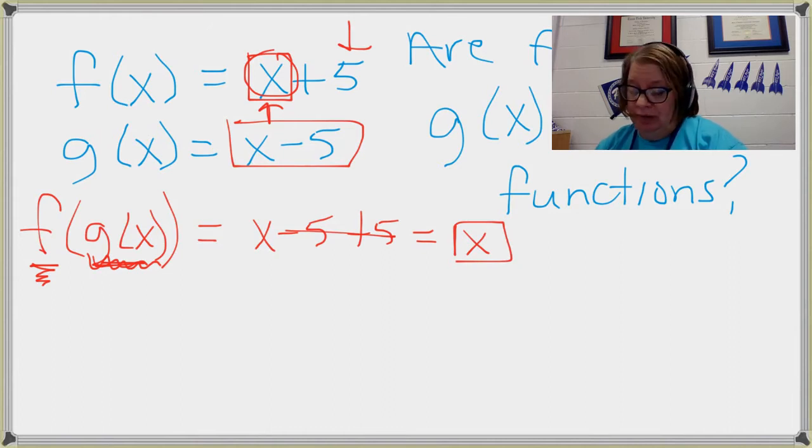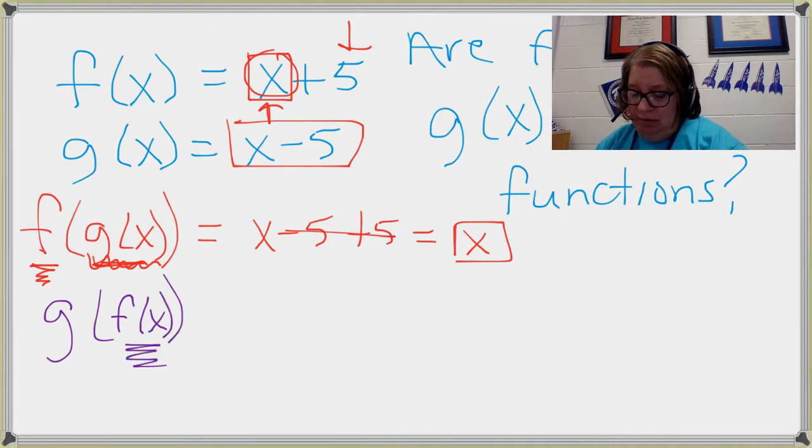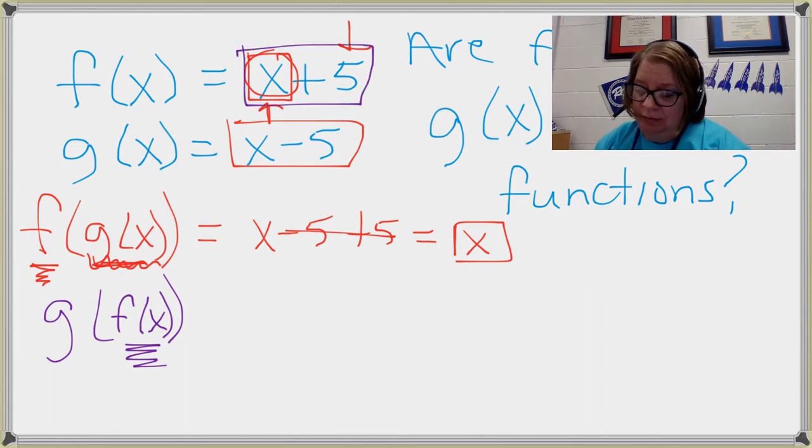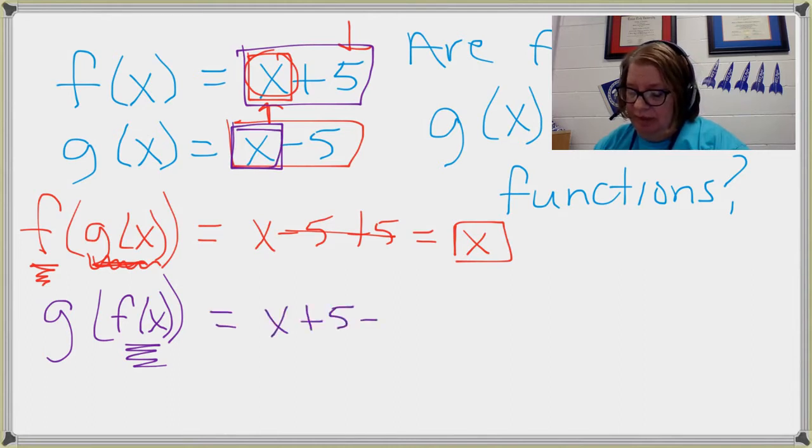We're almost through. Not only are we looking to see if f of g of x cancels everything out but the x, but we also have to see if g of f of x does. We're going to go the other way. Now we have f of x inside the parentheses. We take what's inside the parentheses and plug it in place of the x in the other function. f of x is x plus 5, and I'm going to plug that into function g. So I have x plus 5 minus 5. Those cancel. What's left is x.